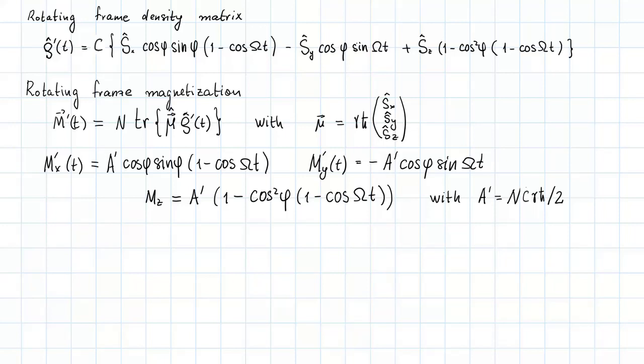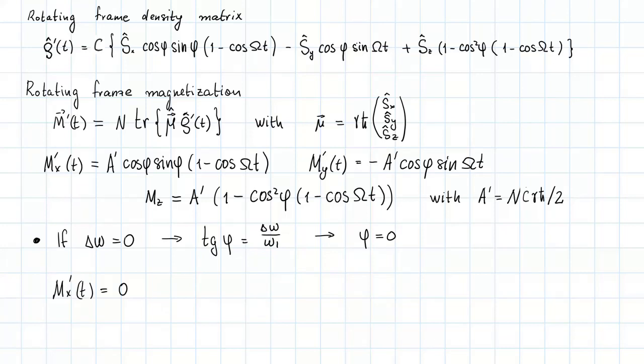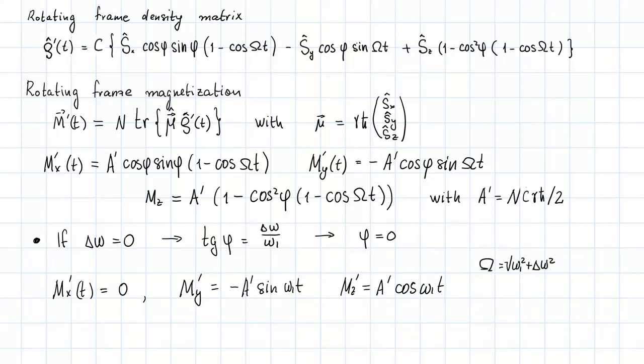First of all, let us look at the case when delta omega is 0. Then I get tangent phi, and consequently phi, equal to 0 also. Hence, the x component of the magnetization vanishes. The y and the z components start to oscillate with the same magnitude, A prime, and the same frequency, omega 1. Note that frequency, capital omega, is equal to omega 1 in this case.